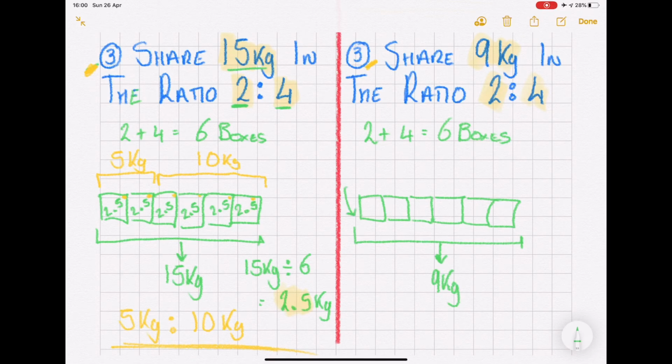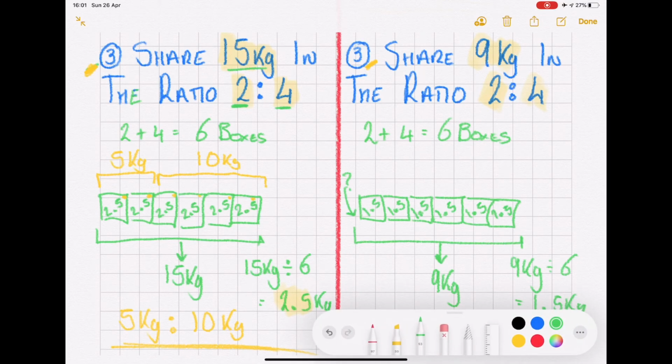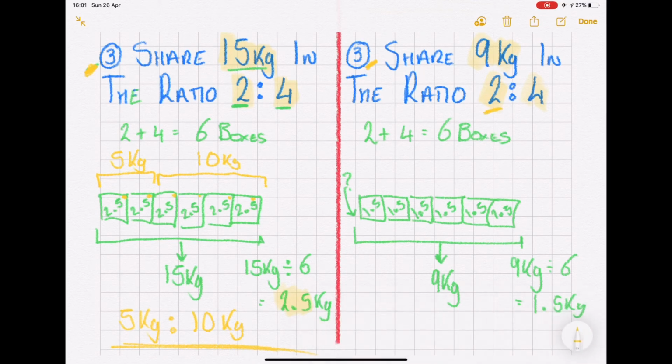So how much in each individual box? Well, let's work that out. 9 kilograms divided by the amount of boxes, which is 6, gives us 1.5 kilograms. So in each box there's 1.5, 1.5, 1.5, and so on. Now we are splitting it in the ratio 2 to 4, so that's 2 boxes to 4 boxes.